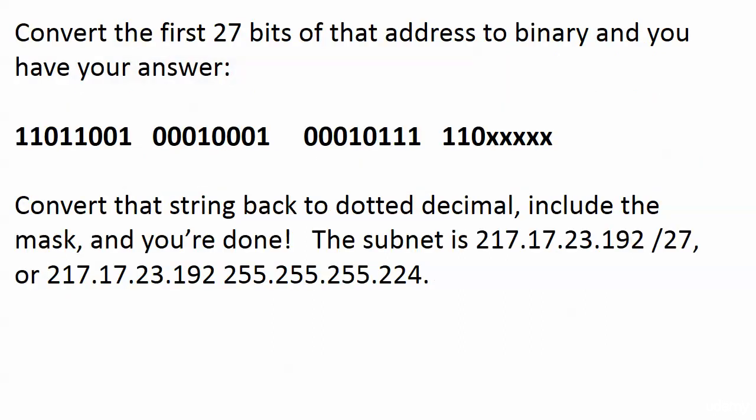and here we go. All you got to do is convert the first 27 bits of that address to binary, and you have your answer. Then you just got to convert it back to dotted decimal, include the mask, and you are done. So we see the string here, and when you add those back up, the answer is 217, 17, 23, 192, and you can express the mask as either /27 or 255, 255, 255, 224. And just by saying that, you can see why we say /27 a lot in meetings.